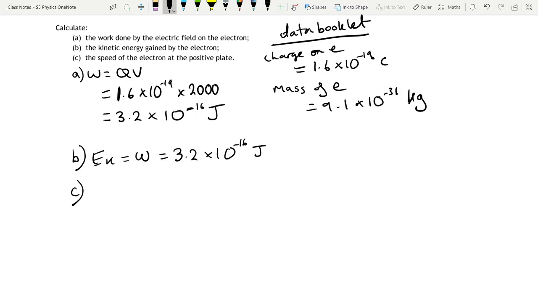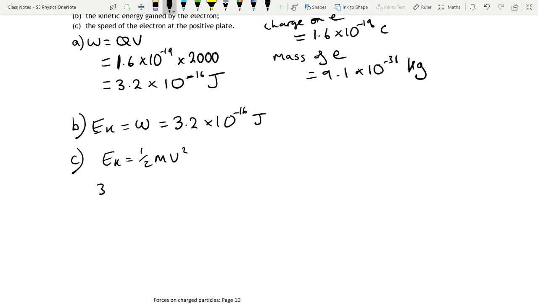And C is relatively straightforward. Find the speed of the electron at the positive plate. So now we know the kinetic energy gained. So we know what the kinetic energy of the electron is. So we can find the speed from the kinetic energy equation. So EK is half mv squared.